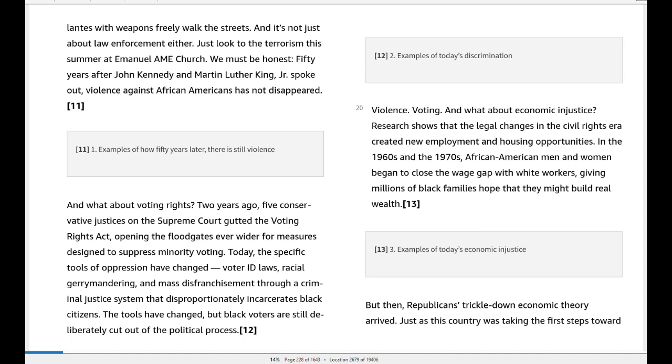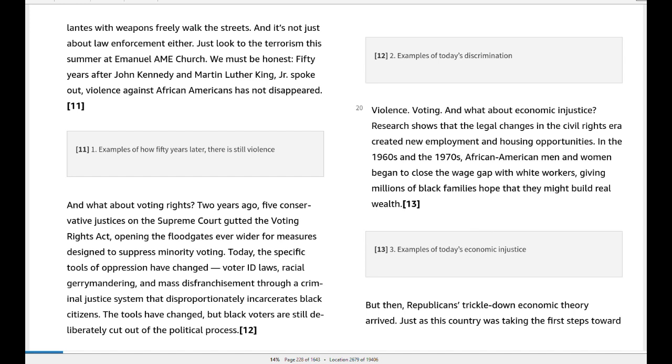Violence, voting, and what about economic injustice? Research shows that the legal changes of the civil rights era created new employment and housing opportunities. In the 1960s and the 1970s, African American men and women began to close the wage gap with white workers, giving millions of Black families hope that they might build real wealth.